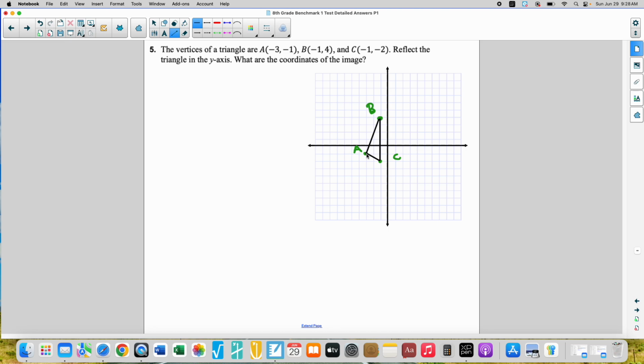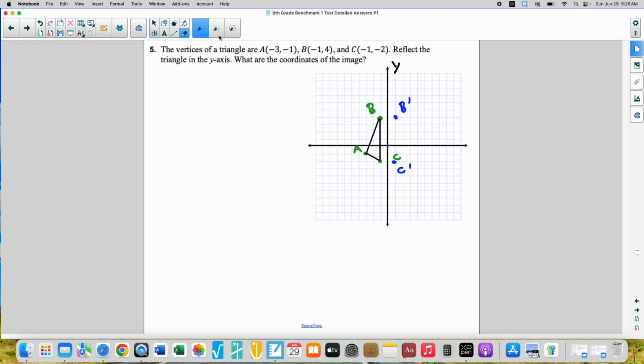Okay. And now we're going to reflect it over the y-axis. So this is my y-axis. I'm going to reflect it over. So if I had a line, an axis of symmetry along the y-axis, my new point B prime would be this, C prime would be this.